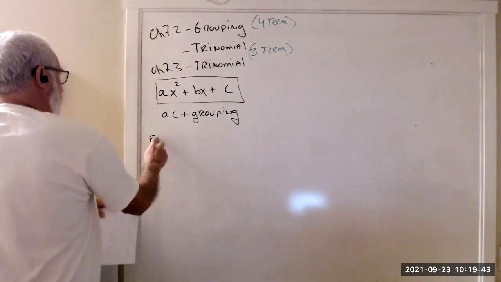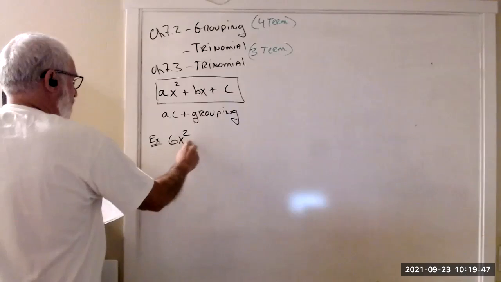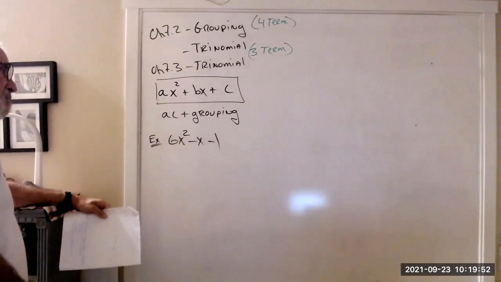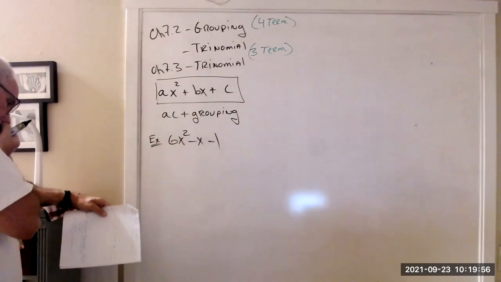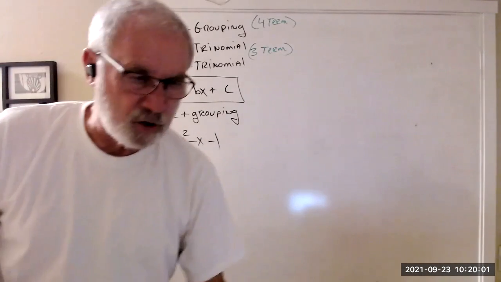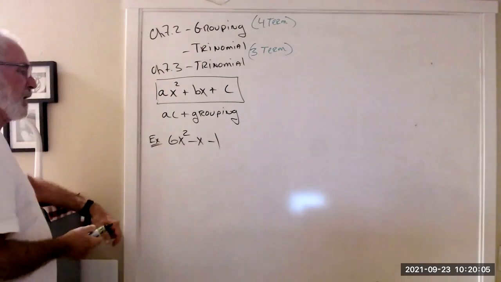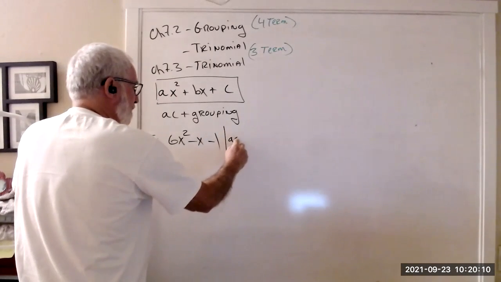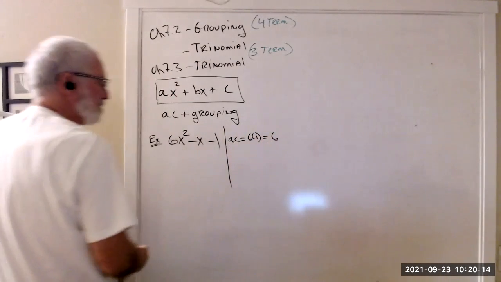So let's try an example. 6x squared minus x minus 1. I want to walk through this one, and I have 100 gazillion more of these that you guys can try on your own, but I want to work through this, make sure I got everybody with me. If we do AC, that's 6 times 1, which is 6.